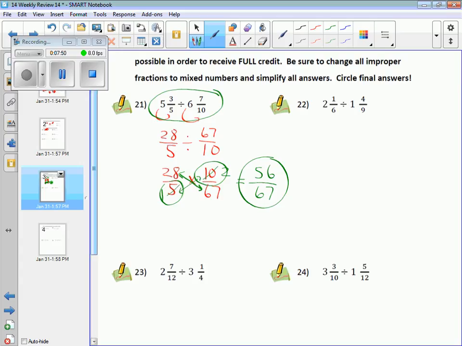Now, I'm not actually going to do number 22. Here's a scenario where you have a larger number, that 2 1/6, being divided by 1 4/9. You have a larger number being divided by a smaller number. So your answer should be a value greater than 1, which means that after you've cross-reduced and multiplied across, you're going to get an improper fraction. And you're going to need to change that improper fraction back into a mixed number. You're not going to have to do that with 21, but you will have to do it with 22, and I just want you to be aware of that.